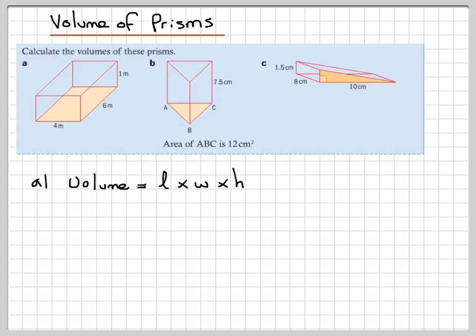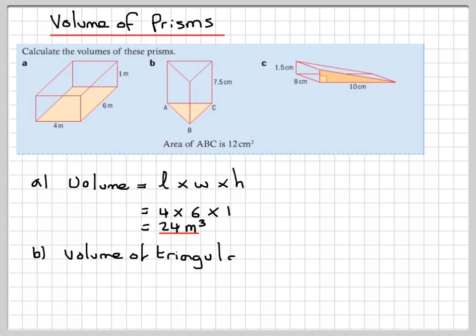The volume of the first one, which is just called a cuboid, will be the length times the width times the height. So that will be 4 times 6 times 1, which is 24 meters cubed. One thing you should check when you do these sort of questions is that the units are consistent, which they are in this case. In the second case we have a triangular prism.